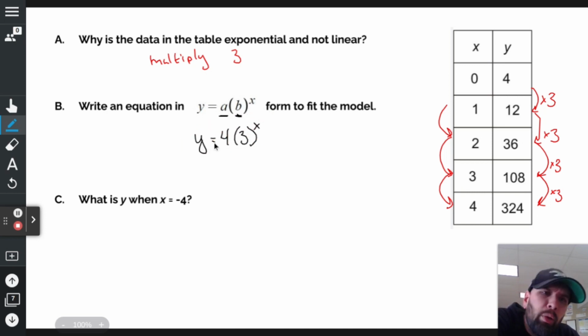And if you're a little paranoid, if you're like, well, how do I know it's 4 and not 12? Just test it out, see what happens. If I plug in 0, I get 3 to the 0th, which is 1. 1 times 4 is 4. If I plug in 1, I get 3 to the 1st. 3 times 4 is 12.